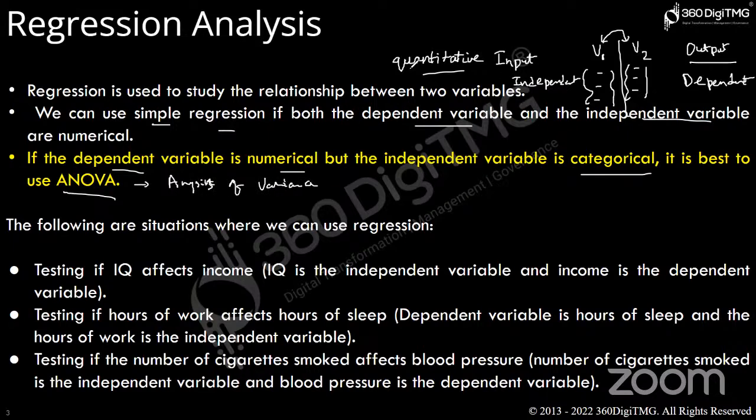Okay, so let us look at some of the examples where we need to use regression. If we need to find how IQ, the intelligence quotient, affects the income of a person, here we'll take IQ as the independent variable, the input data, and income will be the output data, the dependent variable.